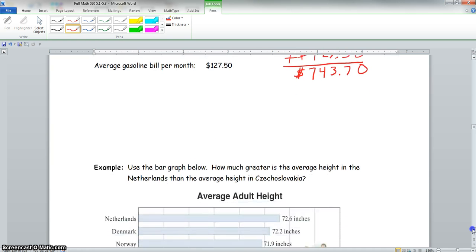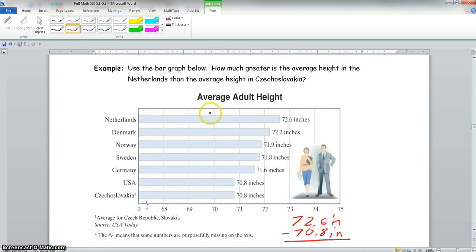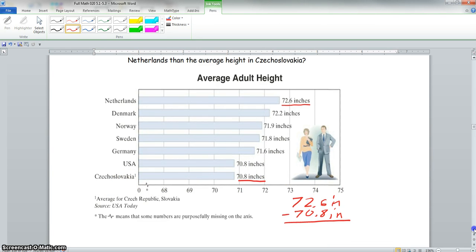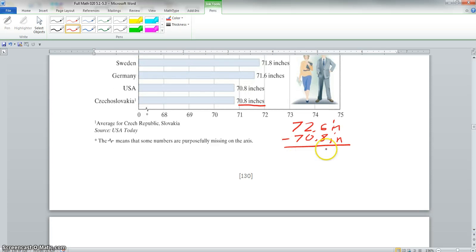Now we scroll down here. It says use the bar graph below. How much greater is the average height in the Netherlands than the average height in Czechoslovakia? So what happens is we take the height of the Netherlands, which is 72.6 inches, and then we subtract 70.8 inches from it, which is Czechoslovakia's height.